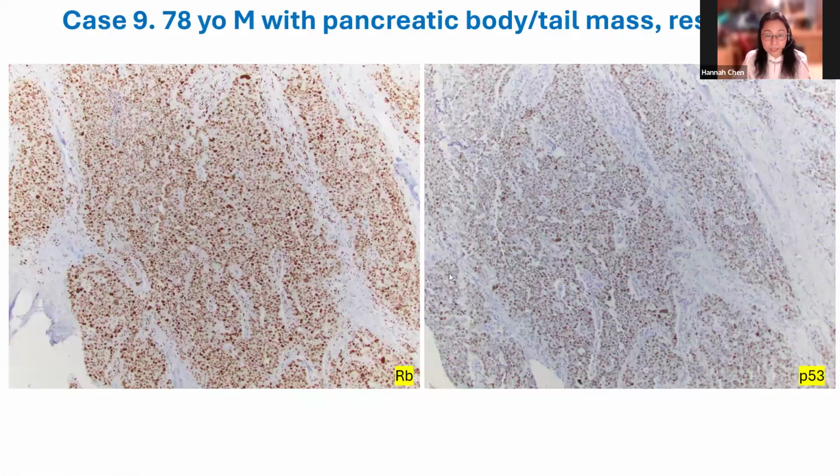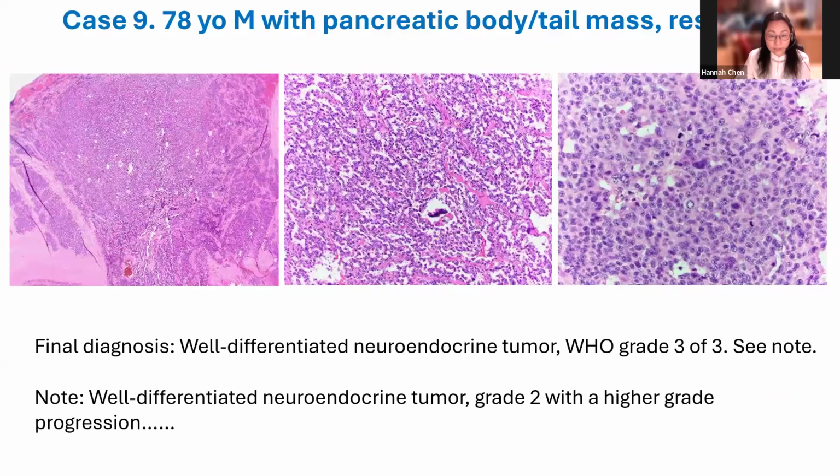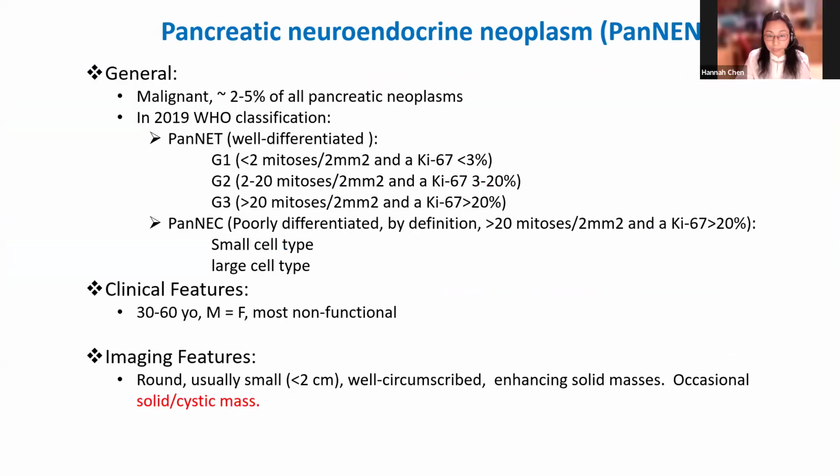We performed RB. RB shows retained nuclear staining of the tumor cells. P53 was also performed, although it shows increased expression, we do not think this is a point mutant pattern. The final diagnosis of this case is well-differentiated neuroendocrine tumor, WHO grade 3 of 3. See note. We give the note, we talk about well-differentiated neuroendocrine tumor, grade 2 with a higher grade progression.